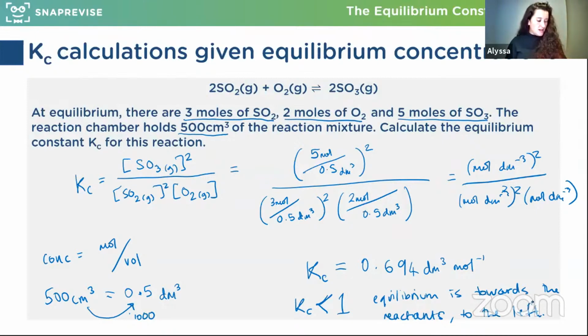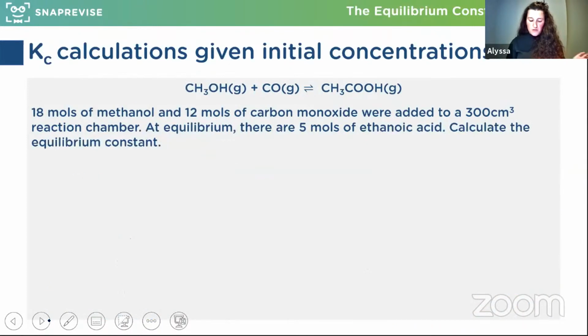Okay, let's keep going then. So if we can make it a little bit harder, we're going to try and speed through this question as well. If we're given initial concentrations, we have to do a little bit of faffing. Now, I'll spend some time on this one. It may mean we don't have as much time to spend on the exam question, but this is where people tend to get a little bit confused. So we've got 18 moles of methanol to begin with and 12 moles of carbon monoxide, added to 300 centimeters cubed in a reaction chamber.